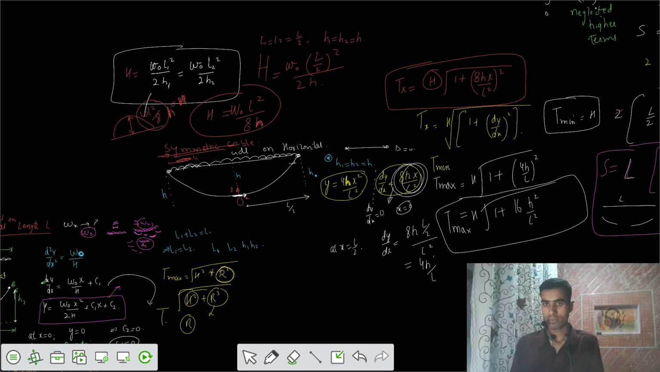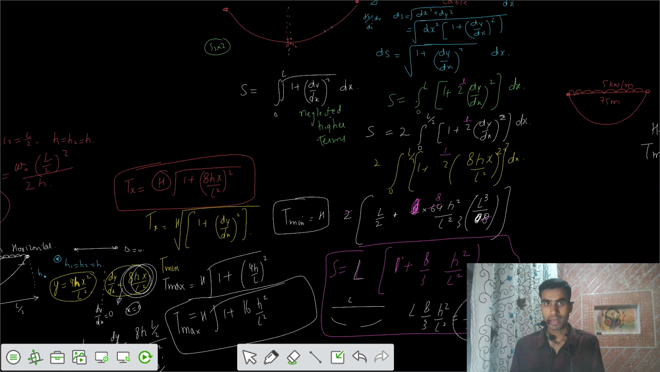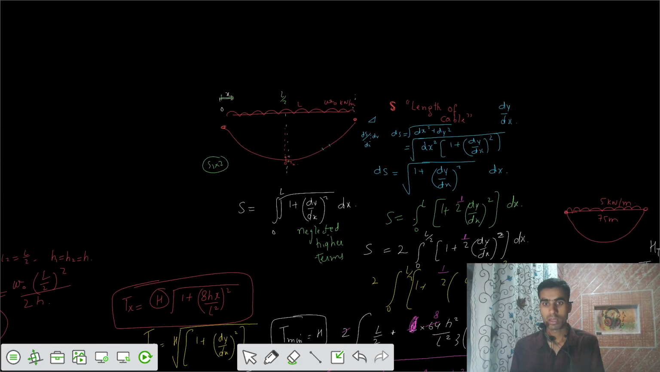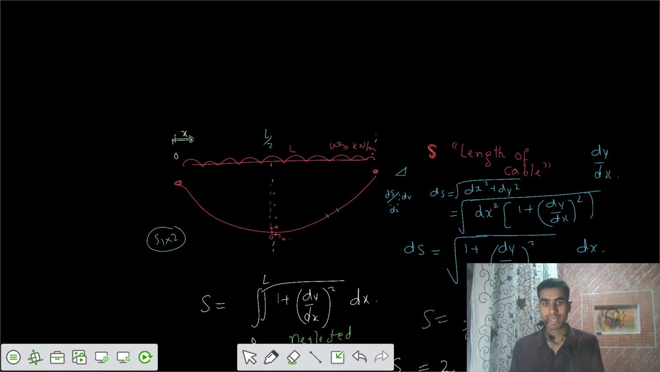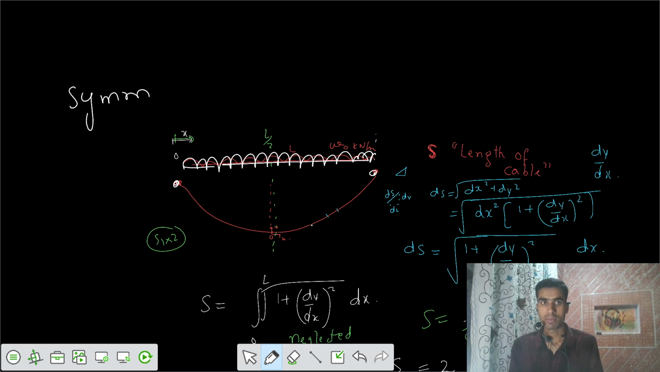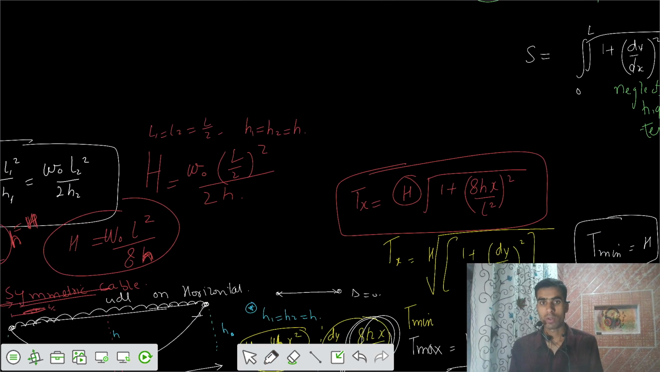This lecture starts from the symmetric cable. We call it a symmetric cable when the load is along the horizontal length L, and the supports are at the same level. In that case, the profile formed is symmetric. We call this profile a symmetric profile, and in this case H1 equals H2.